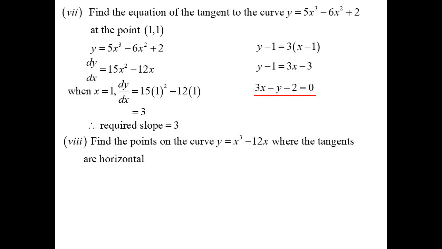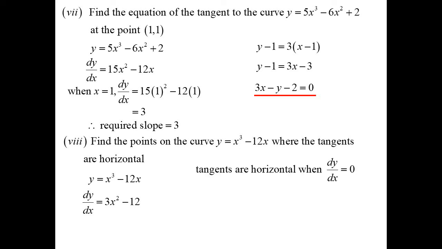Find the points on the curve, another cubic, where the tangents are horizontal. So where would the tangents be horizontal? Well, there's the function, there's the gradient function. What is this question asking me? When are the tangents horizontal? Well, the slope of horizontal lines is 0. So I want to know when the gradient function is equal to 0. Tangents will be horizontal when the gradient function is equal to 0. So we solve that: 3x squared minus 12 is 0. x is plus or minus 2. They haven't asked us for the x values, they want the point.